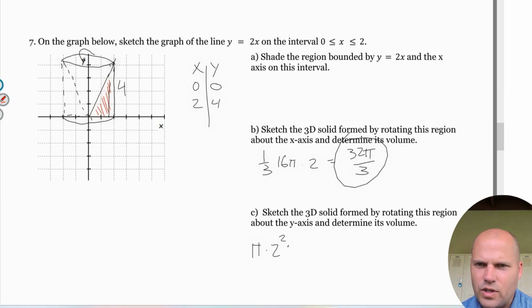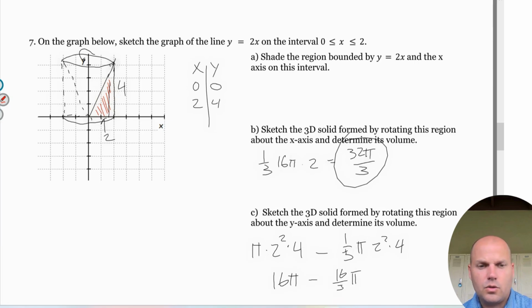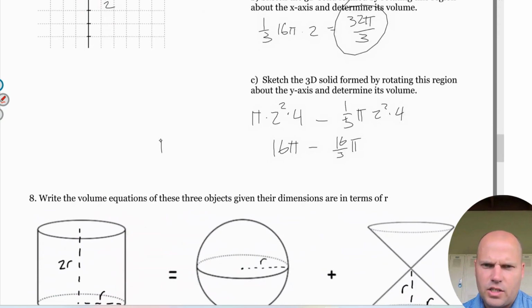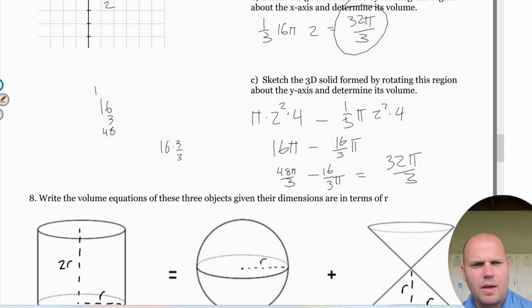Times h, 1, 2, 3, 4. So that's 4, that's 2. Minus 1/3 of a pi r squared h. You end up with 2/3 pi r squared h. Two-thirds of the pi r squared h. 16 times 3 over 3. You need a common denominator, you subtract, you get, oh wow, the same volume.